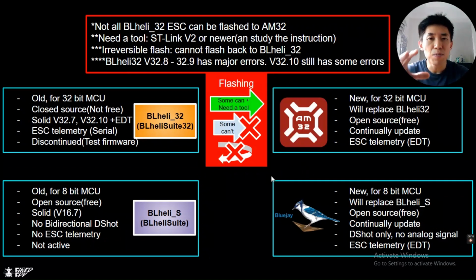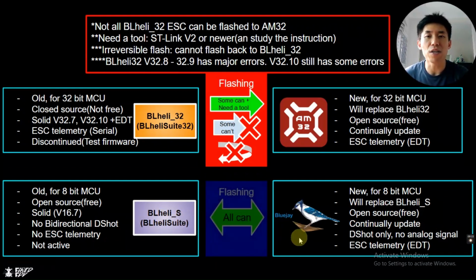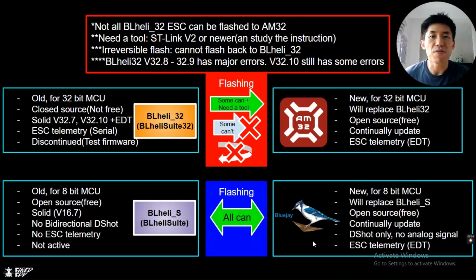Okay, now let's move on to the relationship between these two pairs, BLHeli_S and Bluejay, in terms of flashing. It's very good. The relationship is very good. They get along very well. You can flash all BLHeli_S ESCs to Bluejay and vice versa. You can flash back to BLHeli_S anytime. Okay, so it's very easy. They are a very good couple.